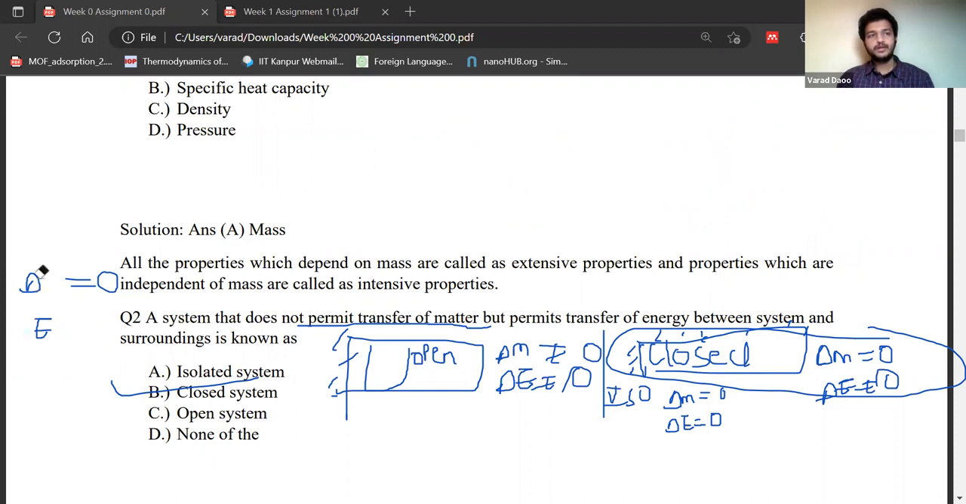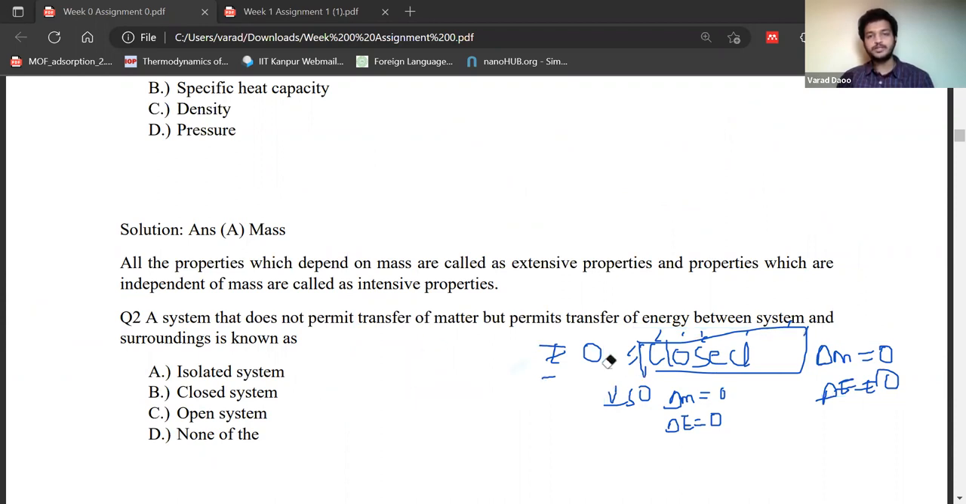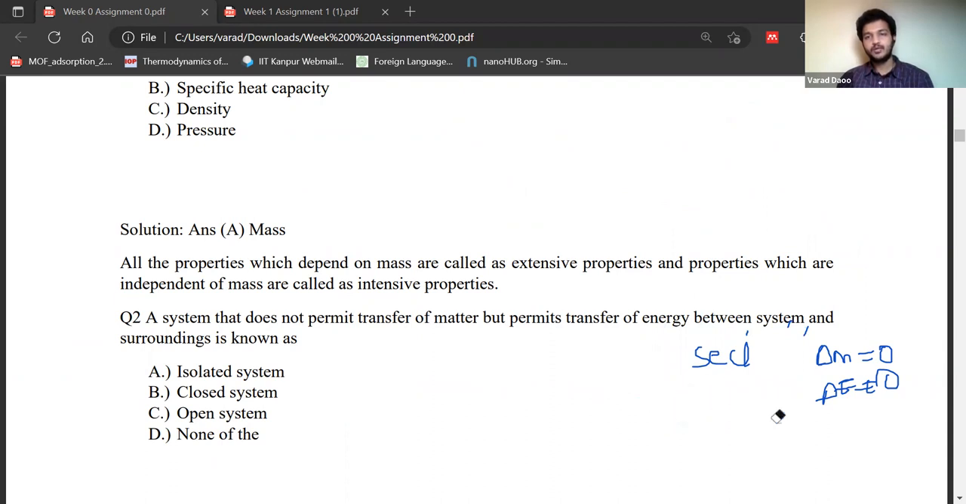Okay. So when the system does not allow mass and energy to exchange, the boundary surrounding the system is called an adiathermal boundary, right? Adiathermal boundary. That will come afterwards, so it's additional information. So our answer is closed system, right?